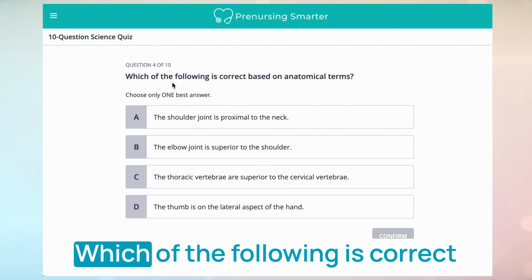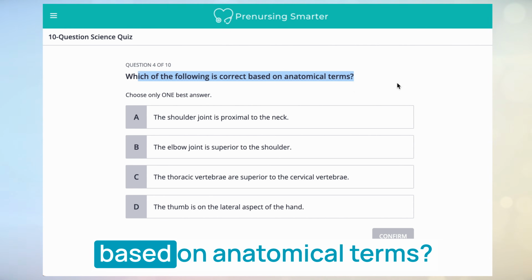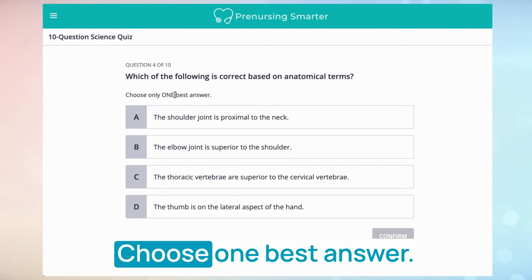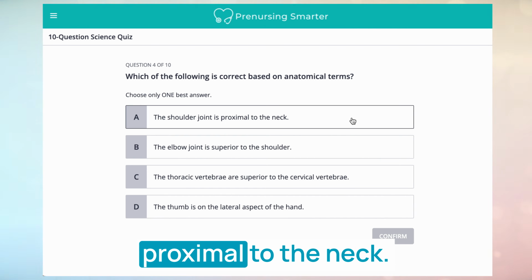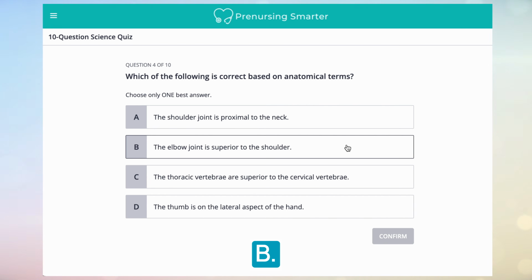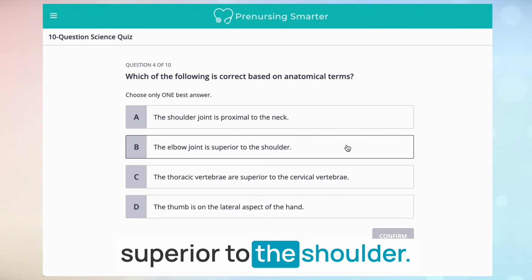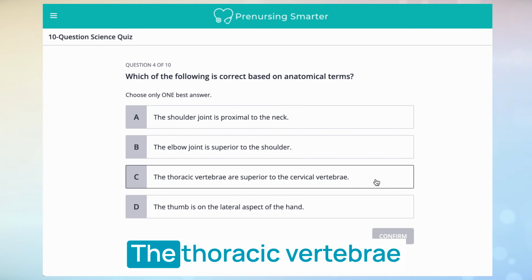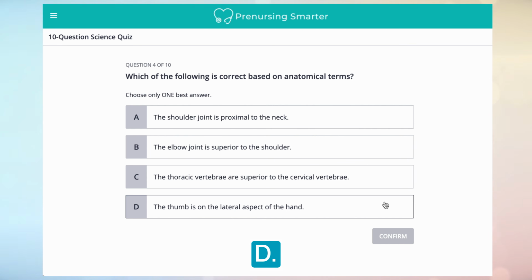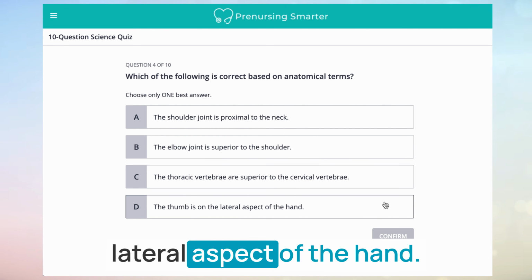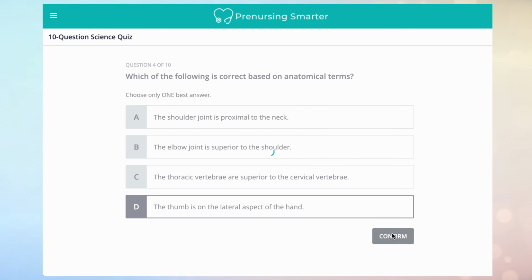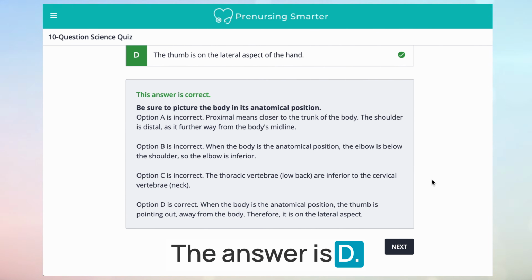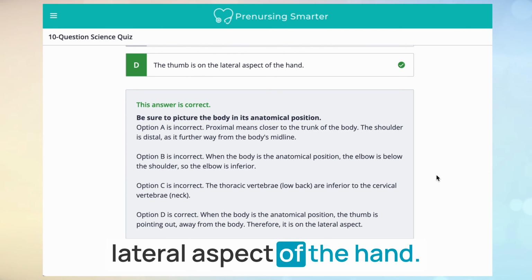Question 4. Which of the following is correct based on anatomical terms? Choose one best answer. A, the shoulder joint is proximal to the neck. B, the elbow joint is superior to the shoulder. C, the thoracic is superior to the cervical. D, the thumb is on the lateral aspect of the hand. The answer is D. The thumb is on the lateral aspect of the hand.